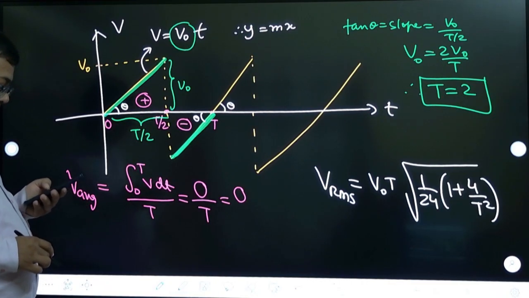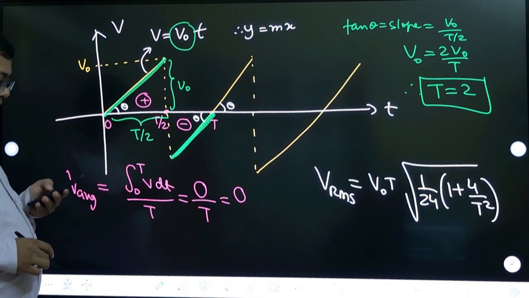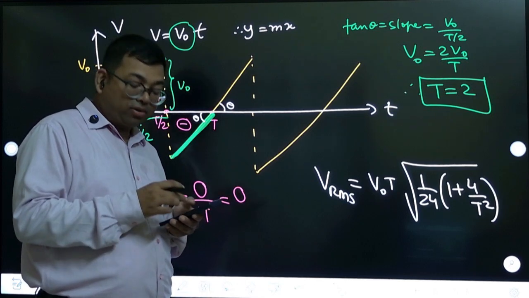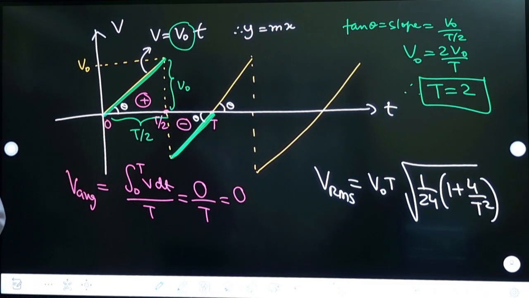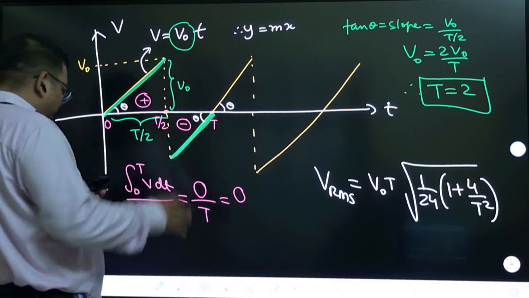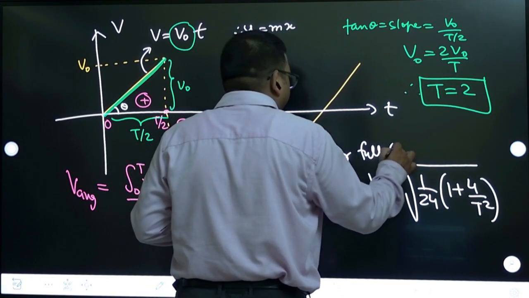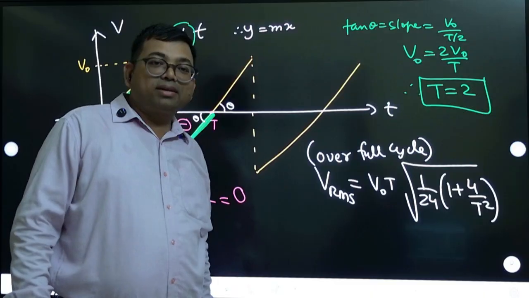VRMS we have derived. Did you check that? The PDF file also has it. Can you see that in the PDF file? I don't want to go through the derivation again because it will be very lengthy. Last class we have done this. Note that we have taken it over the full cycle. Now we have got time 2, right?